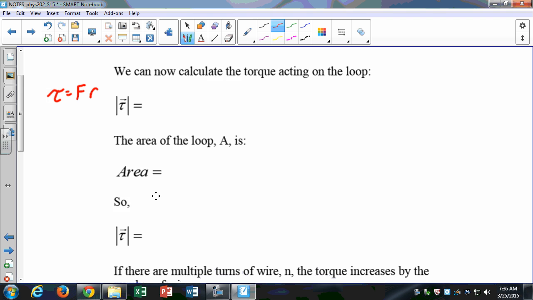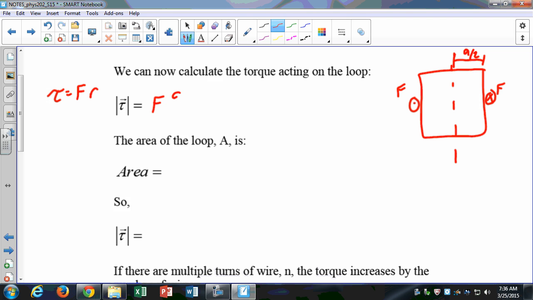I'm going to redraw that loop of wire over here. So here's my loop of wire. I have a force coming out of the page here and a force going into the page here. And remembering that this distance right here is A over 2, because we said that side A was a length A. So this torque then is just equal to our force times A over 2, but there are actually two forces that are equal in magnitude.